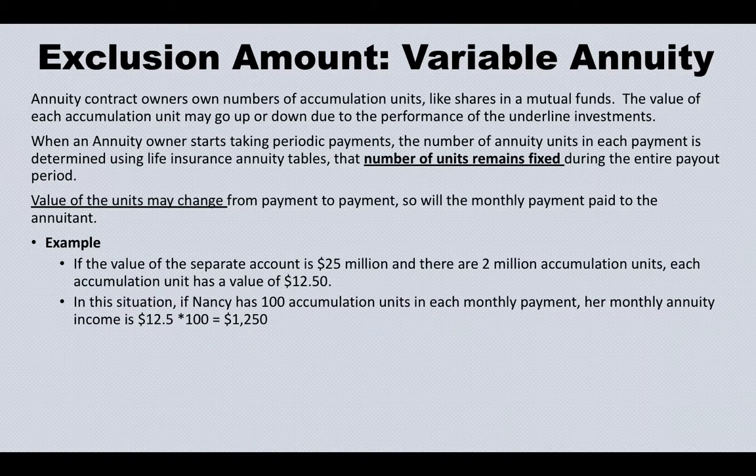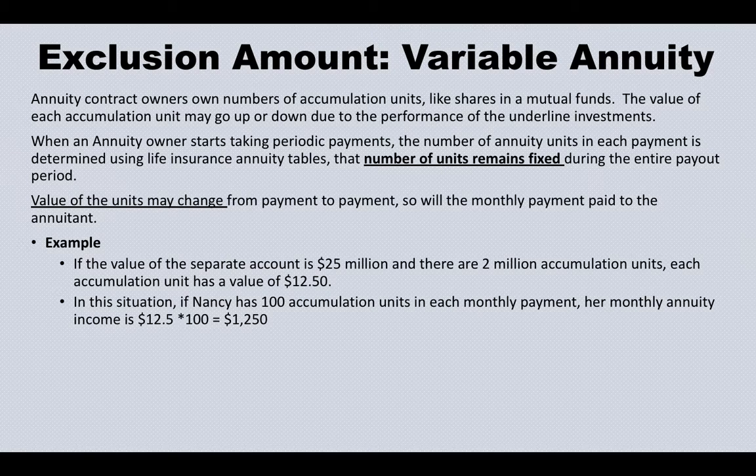So that's how that works. For the previous example, you remember Nancy has $1,000 per month of returned capital that's not taxed. Now Nancy has 100 accumulated units in each monthly payment. So her monthly annuity income is $12.50 times 100 units, which gives $1,250.